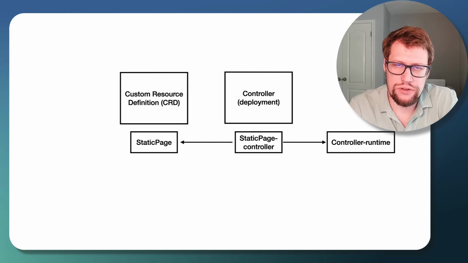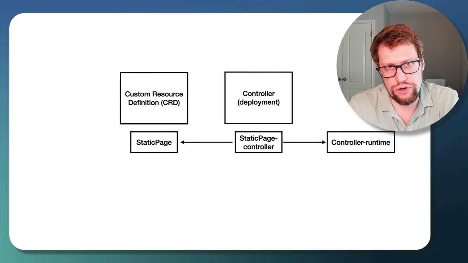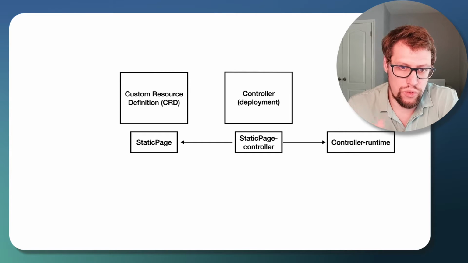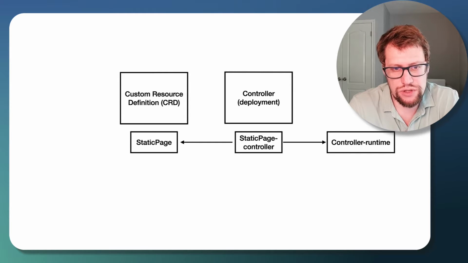So when we talk about a Kubernetes operator, we're going to use custom resource definitions, CRDs. That's basically just custom YAML resources within Kubernetes. You define what attributes you want to store. And in this demo, I'm going to create a static page CRD. So that's a custom resource.